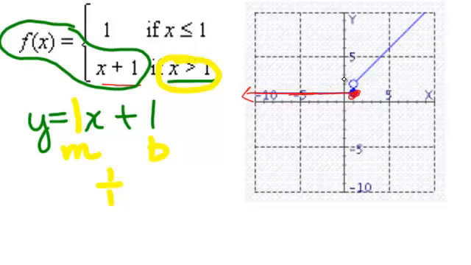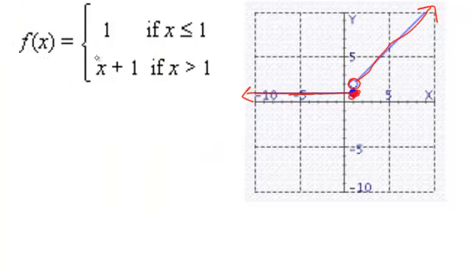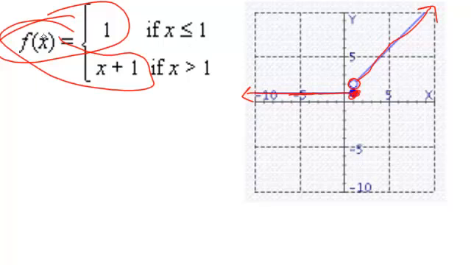X is greater than 1. That's why this is an open dot. And then I continue that line. So this is the graph of y is equal to 1 for those x's that are less than or equal to 1, and y is equal to x plus 1 for those x's that are greater than 1.